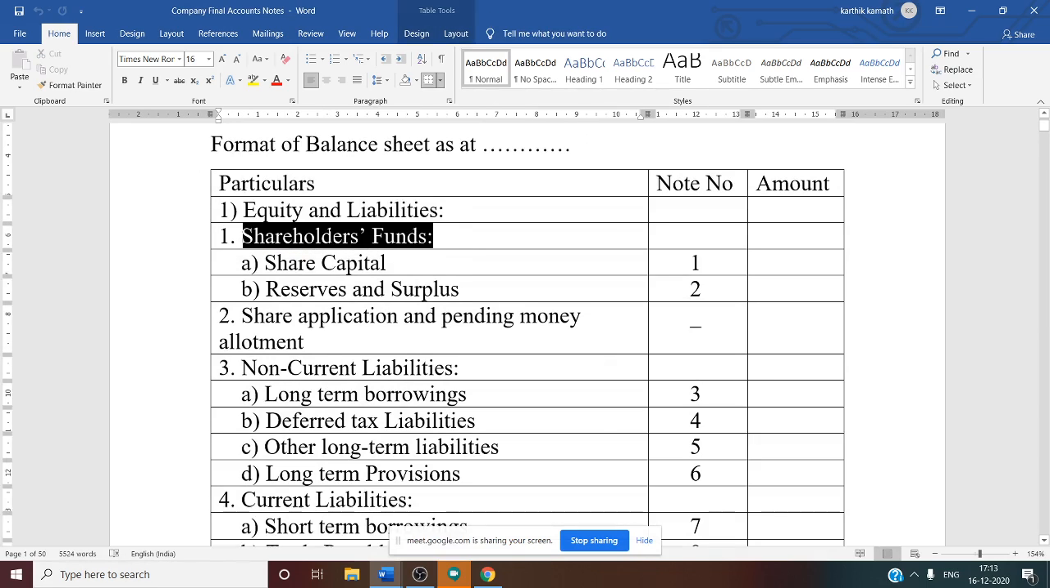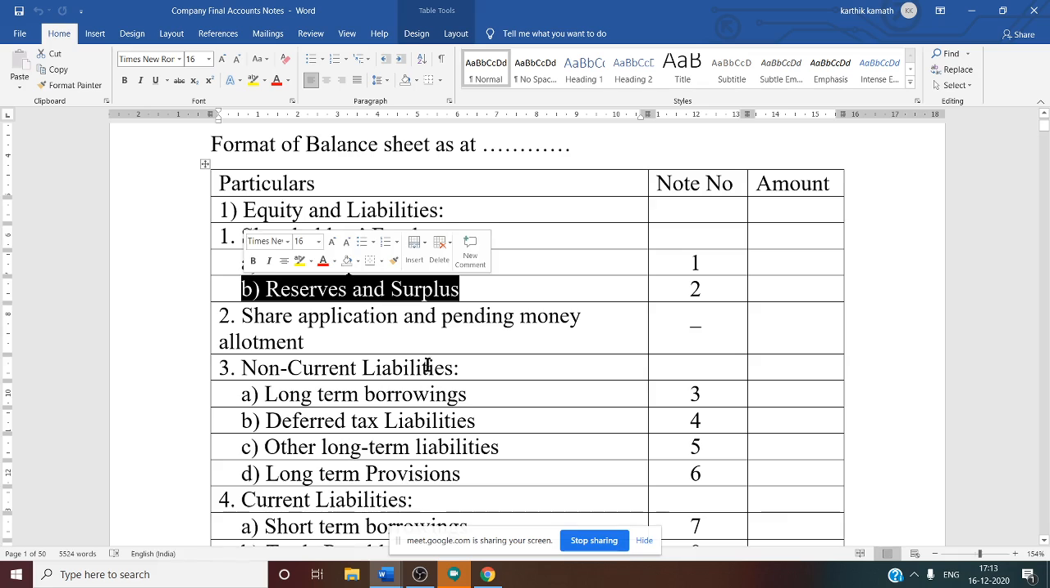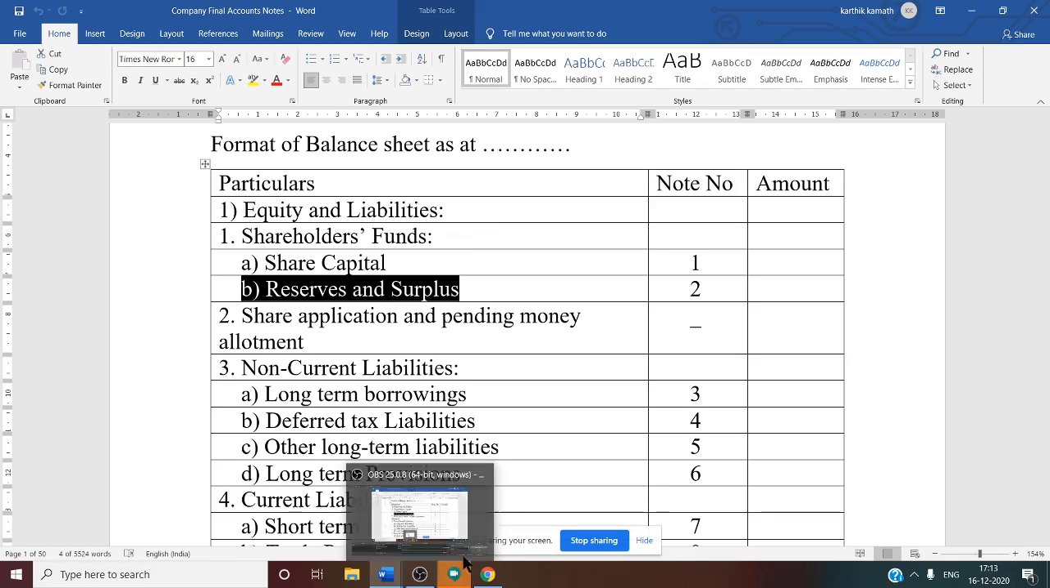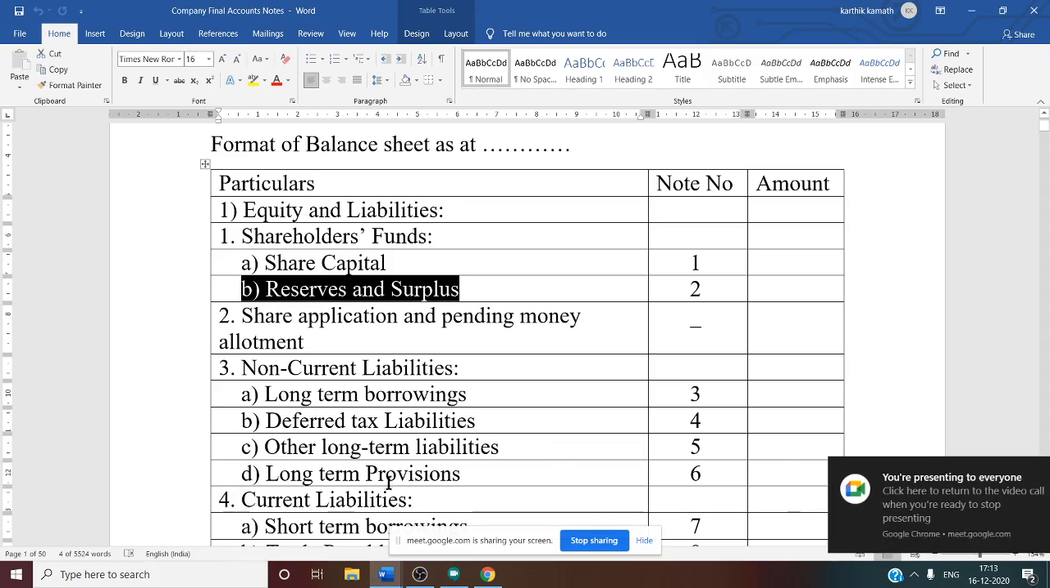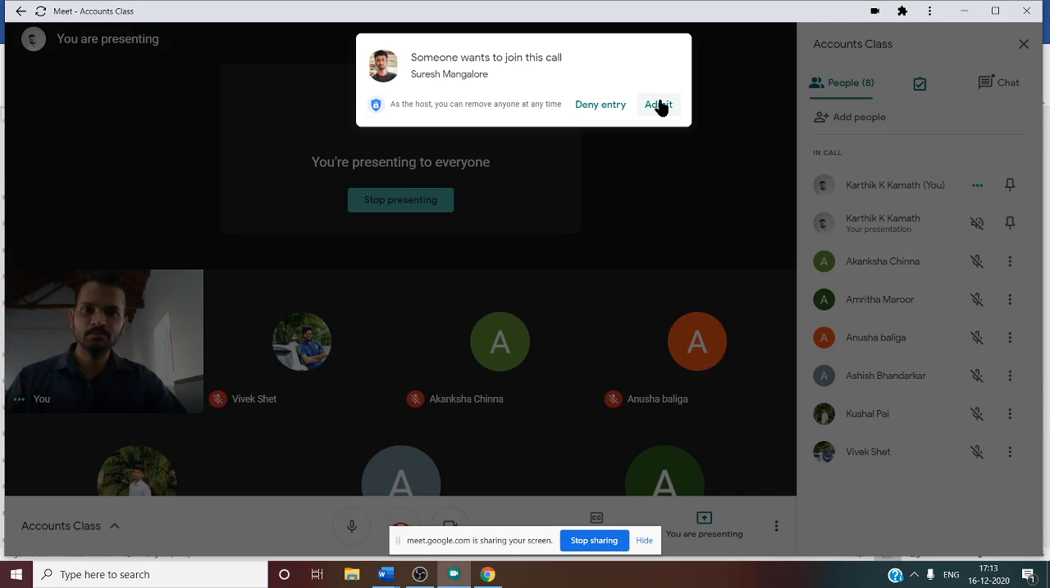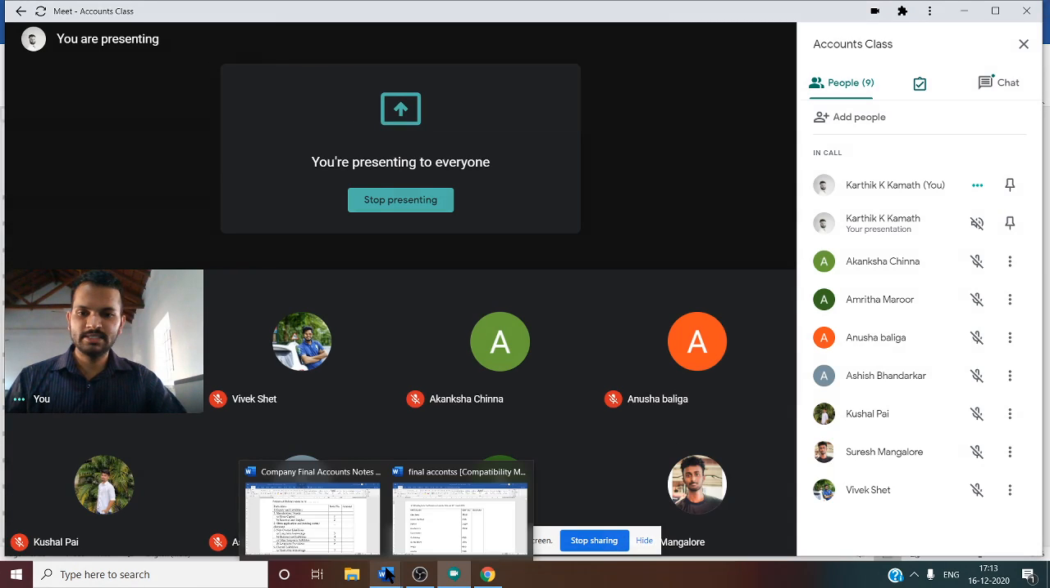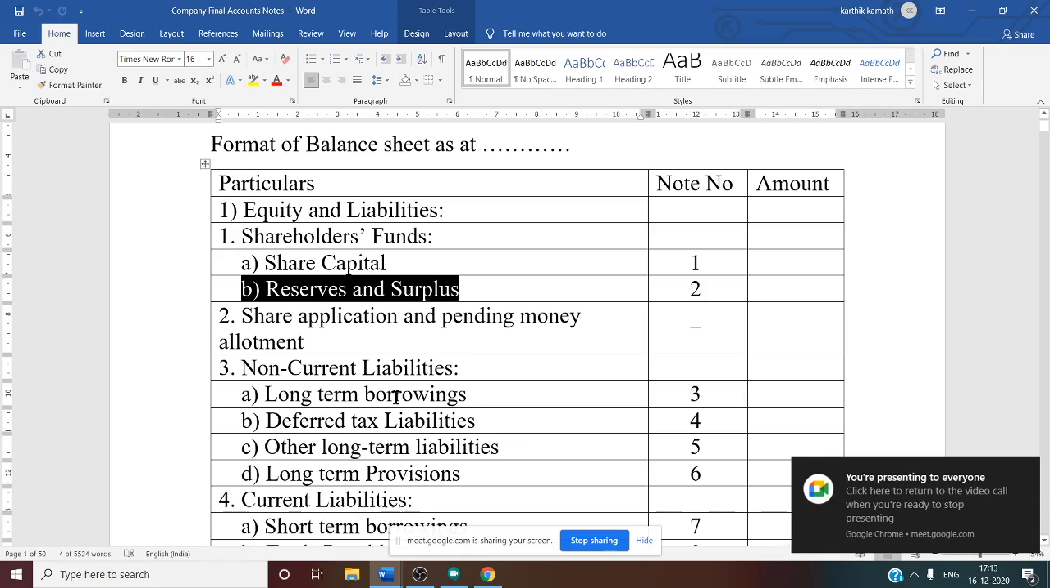Under equity and liability, the first thing that comes is shareholders' fund. Shareholders' fund is divided into two types. One is share capital, working note number one. The second one is reserves and surplus, working note number two. Under reserves and surplus, it is again divided into two categories: one is reserves and the other is profit and loss account.